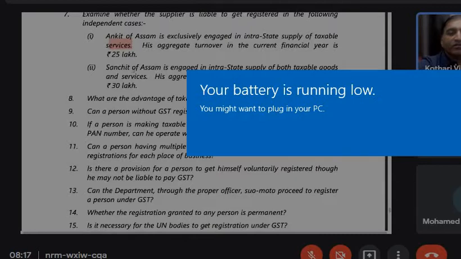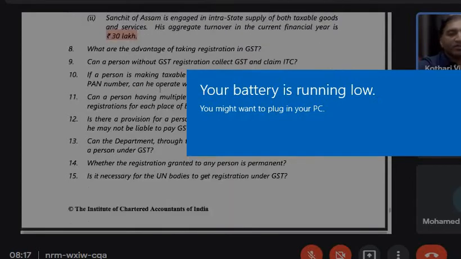Sachit of Assam is engaged in intrastate supply of both taxable goods and services. His aggregate turnover in the current financial year is 30 lakhs. Here also he is liable to registration. Why? Because he is supplying both goods and services, so he is liable for registration.